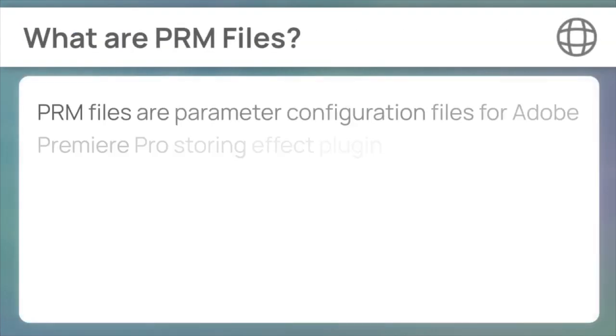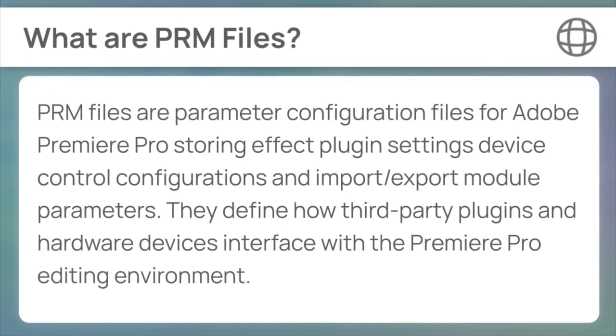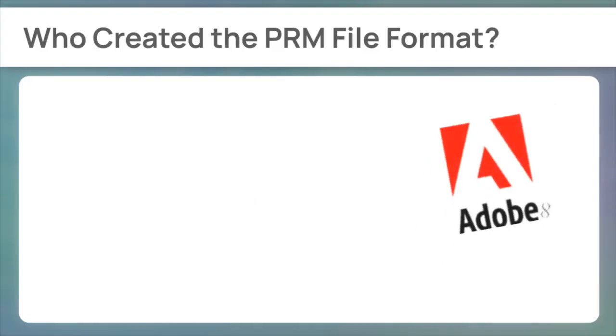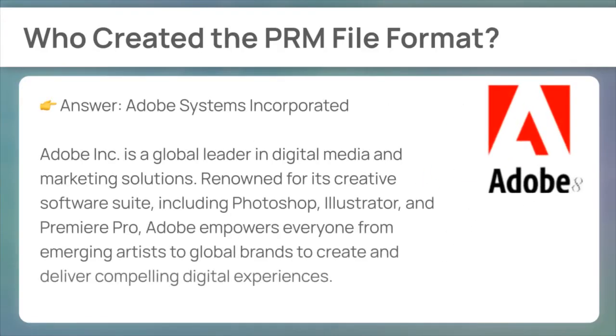PRM files are parameter configuration files for Adobe Premiere Pro storing effect plugin settings, device control configurations, and import/export module parameters. They define how third-party plugins and hardware devices interface with the Premiere Pro editing environment.